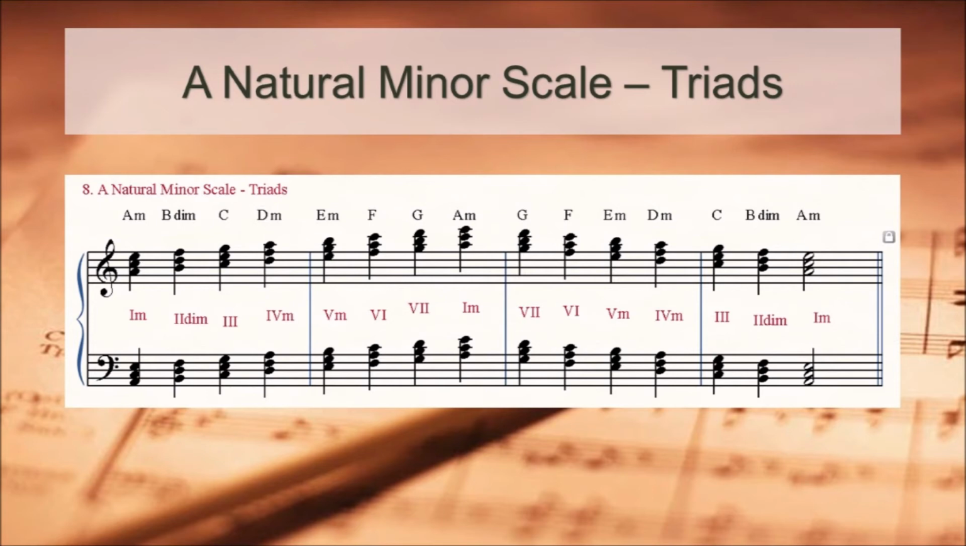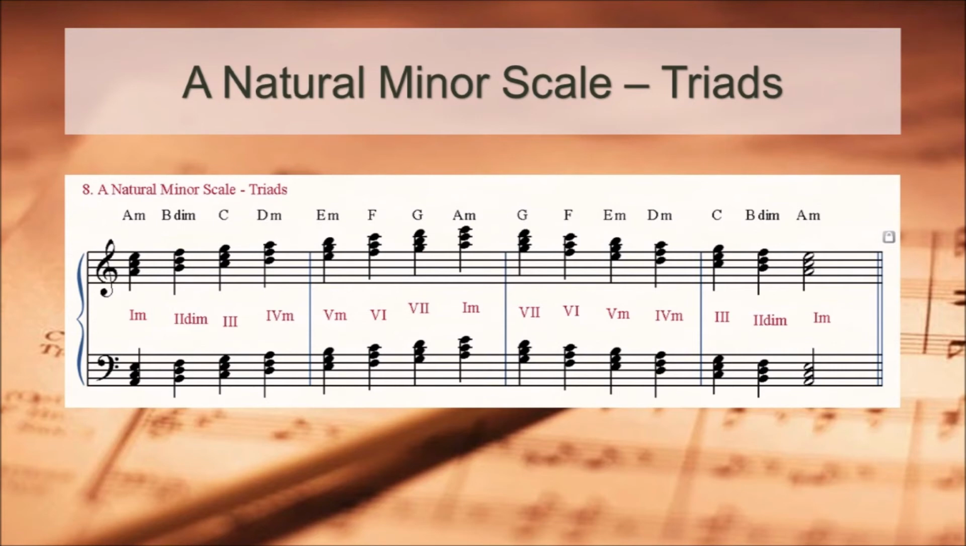Okay, so A natural minor scale, we're going to talk about the triads. Now remember, we're in the no sharps, no flats, A natural minor scale. The first chord, the one chord, is a minor chord. The second chord is a diminished. Now why is it diminished? Because it's B, D, and F natural. That's a B diminished triad. The next chord is the C major, the third. The fourth chord is the D minor, because there's no F sharp, strictly D minor.